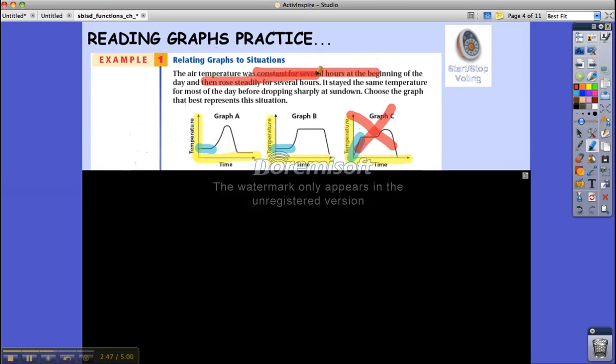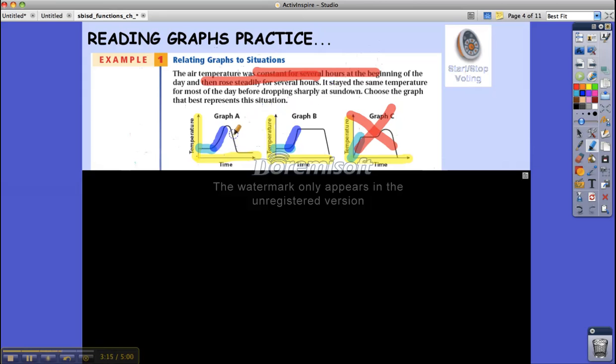Then rose steadily for several hours. So after it stayed constant at the beginning of the day, I want it to rise steadily. Is this rising steadily? Yeah, pretty much rising at a steady pace. Is this rising steadily? Good. Also rising at a steady pace. So both of these are rising steadily after they stayed constant for several hours.